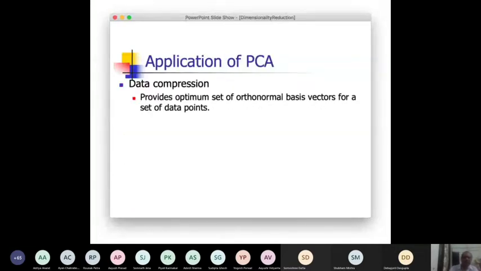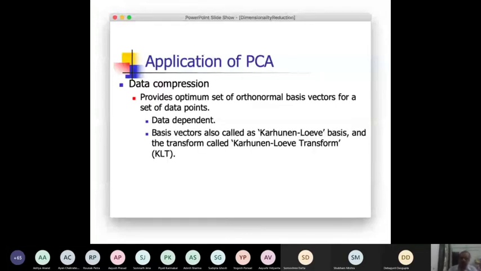So some of the applications of PCA, if I quickly review them: one, as you understand, is that it is useful for data compression, particularly. One of the objectives of data compression is to retain as much information as possible while reducing the requirement of data representation. And if you reduce the number of dimensions, that itself will give you the compression. But it is data dependent.